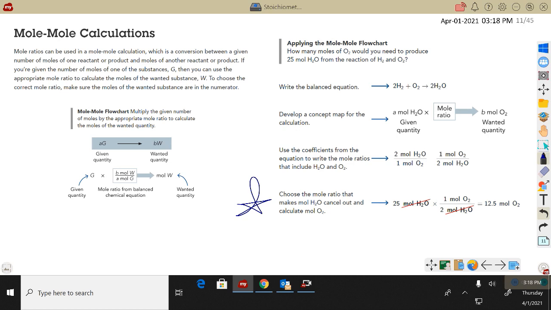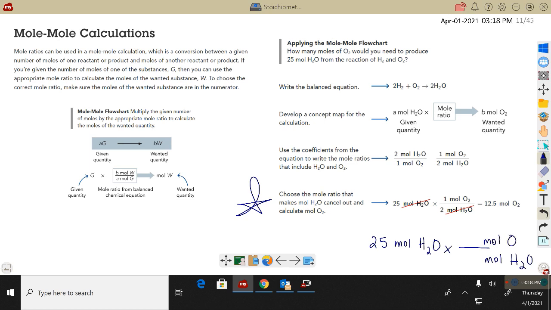Then I'm going to set up a proportion. On the bottom, it's going to be the unit that I want to get rid of. So let's say we're starting this off as 25 moles of water. I'm going to set up a proportion just like I did back in the mole days. The unit that I want to get rid of is going on the bottom. I don't want moles of water anymore. I already know how many waters I want, 25 moles. It says how many moles of oxygen. So moles of oxygen is what I want. That goes on top.